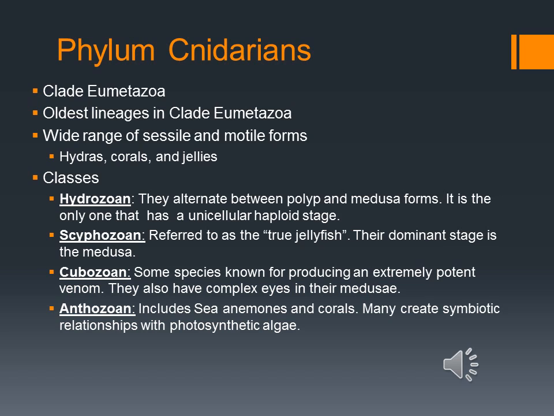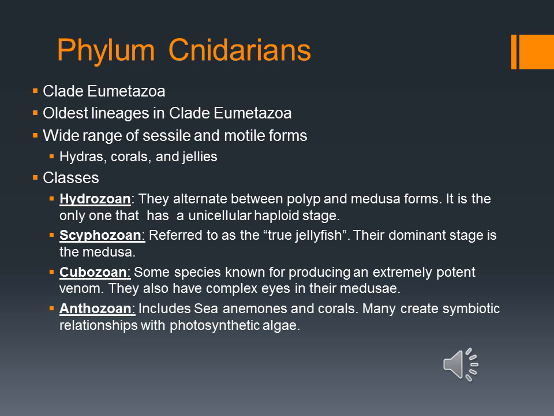This is phylum Cnidaria. They have the oldest lineages in the clade Eumetazoa. They have a wide range of sessile and motile forms. They include hydras, corals, and jellies. They have a diploblastic radial body and a gastrovascular cavity, and they use cnidocytes in their tentacles for offense and defense.